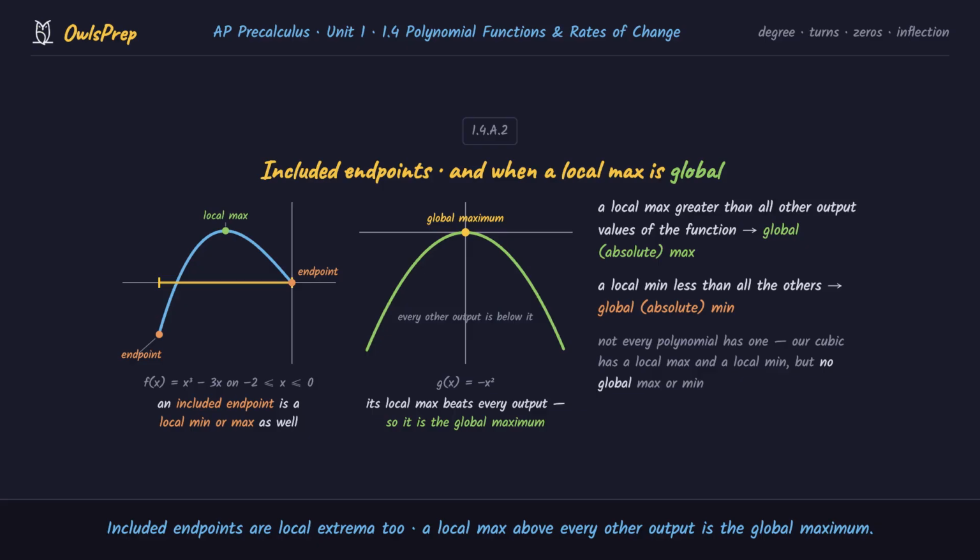Second, global. A local maximum that is greater than all other output values of the function is called the global or absolute maximum, and a local minimum below all the others is the global minimum. Be careful here. Not every polynomial has one. Our cubic doesn't. Its outputs climb without bound one way and fall without bound the other, so it has local extremes, but no global ones. On the right, though, take g of x equals -x squared. Every output is 0 or below, and the vertex reaches 0, so that local maximum really is greater than all the others, a genuine global maximum.